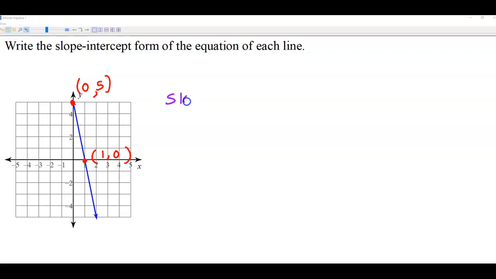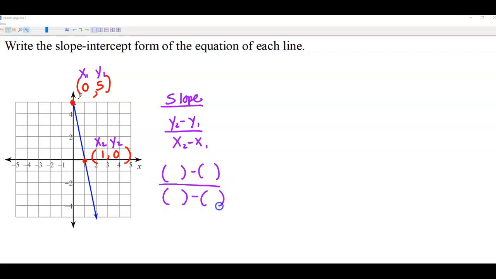You're going to start by finding your slope, which is y2 minus y1 over x2 minus x1. So we'll label our points here. We'll plug in our numbers. Negative 5 over 1, we can write that as just negative 5. So there's my slope. Now we're ready to find our y-intercept.